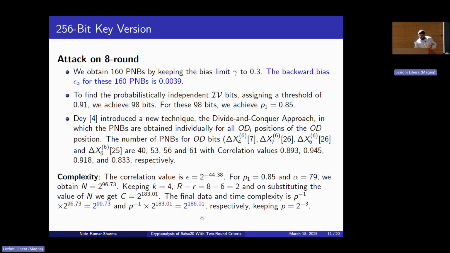And as I've mentioned earlier, the p value changed to 2 power minus 3. In the previous attack, for 1 round criteria, it was only 2 power minus 1. But you can see that the epsilon value in our case is minus 44.38 after doing so many things, but in the previous one, it was already 2 power minus 42.01. So we have improved a lot. So this is the complexity for 8th round.